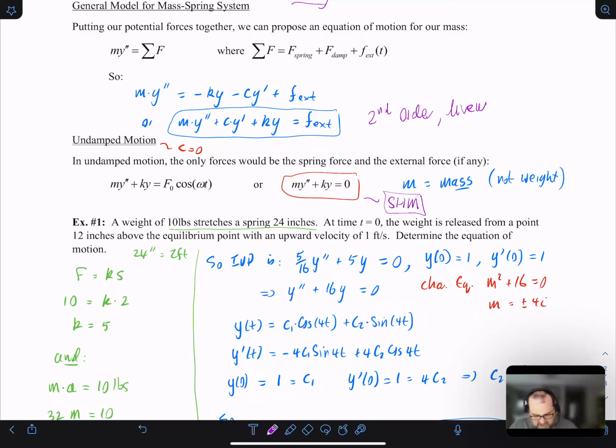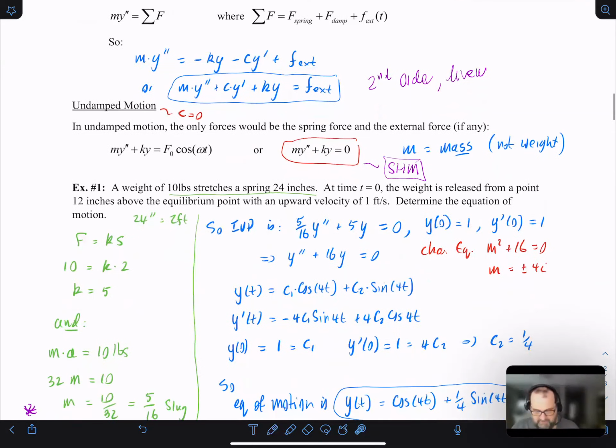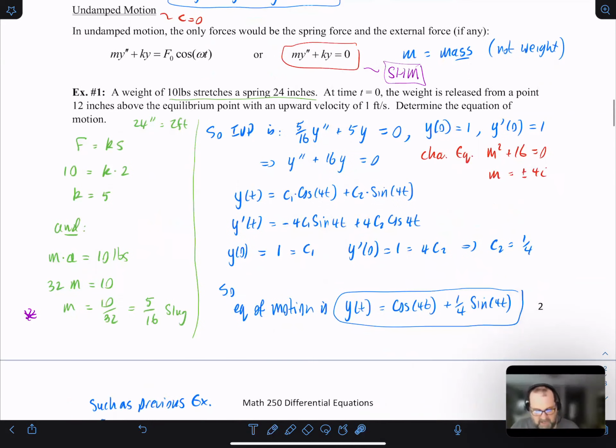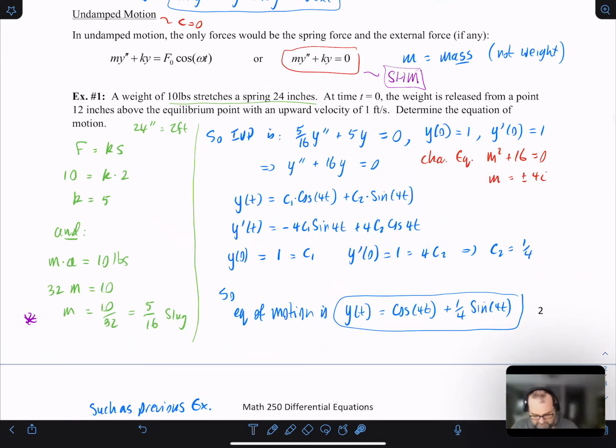And again, in any particular application, if we can identify the mass, if we can identify the spring constant, and get some initial conditions, we can solve for the motion of the mass. And in this case, it's actually fairly easy. So here's our first example.